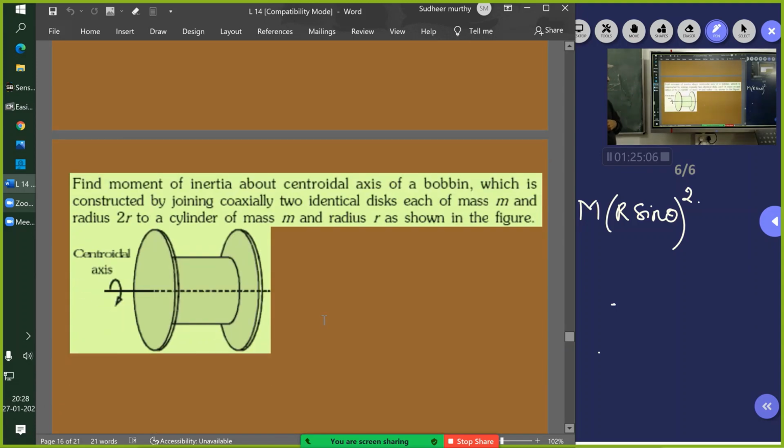So you want to try this. Find the moment of inertia about centroidal axis of a bobbin which is constructed by joining two coaxial identical discs, each of mass m and radius 2r, to a central cylinder of mass m and radius r. Basics. The first diagram that I have shown with discrete bodies, a similar thing you can use here and you can do this.